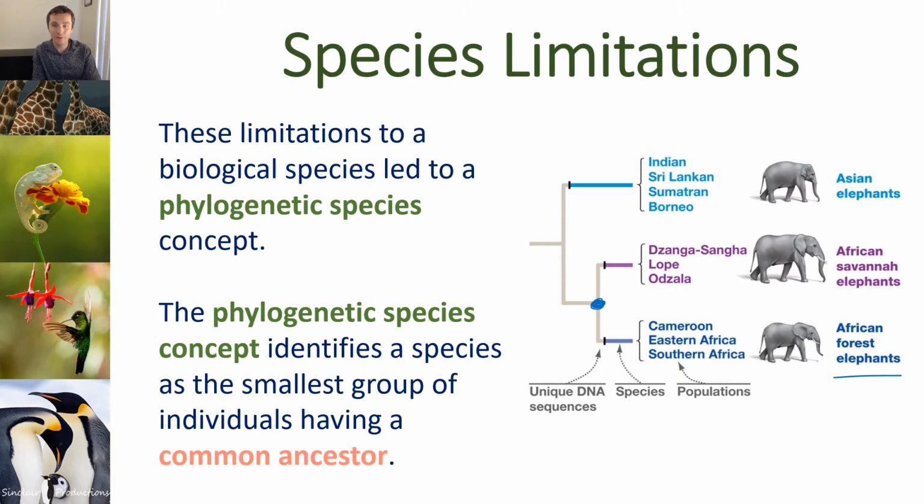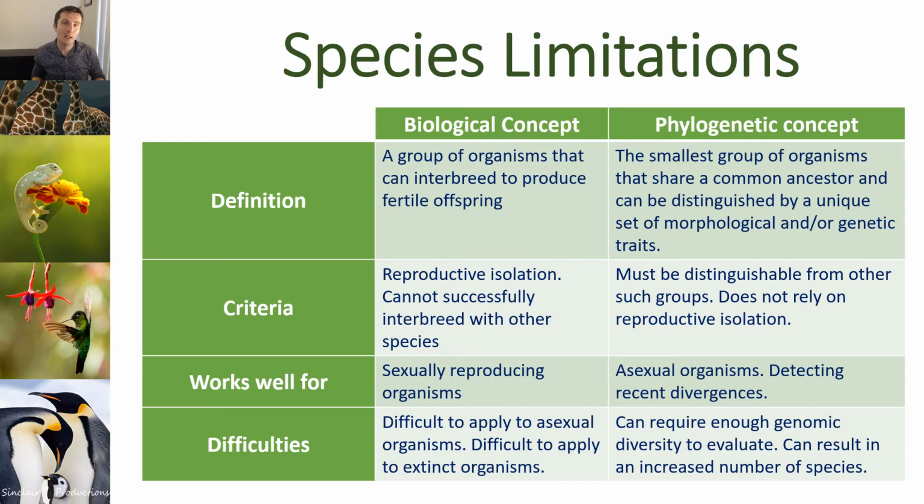So looking at this, they have unique DNA sequences, and DNA and our knowledge of that led to the advancements in this. We can see that these are our species, all right, so African forest elephants, and these are the different populations of those African forest elephants or the African savanna and the Asian elephants there. So when we compare these two definitions, the biological concept is a group of organisms that can interbreed to produce fertile offspring. The phylogenetic concept is the smallest group of organisms that can share a common ancestor and can be distinguished by a unique set of morphological and or genetic traits.